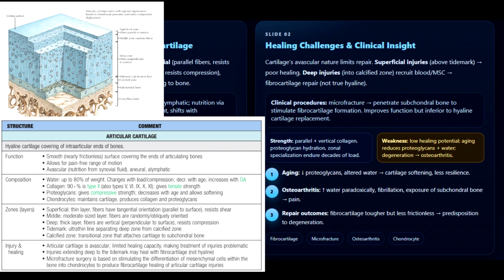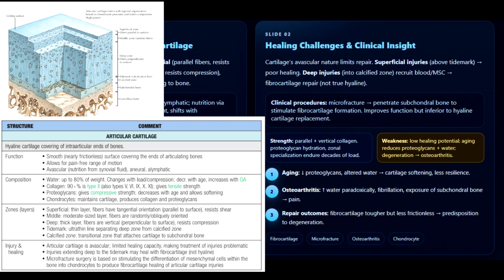It is also aneural and alymphatic, which is why cartilage injuries are painless in their early stages, but also notoriously slow to heal. Regarding its composition, articular cartilage is predominantly water, up to 80% of its weight, which shifts depending on load and compression. With aging, the water content decreases, leading to softening, while in osteoarthritis, it may paradoxically increase. Collagen makes up more than 90% of its dry weight, predominantly type 2 collagen, which provides tensile strength, along with smaller contributions from other types like V, 6, 9, 10, and 11.